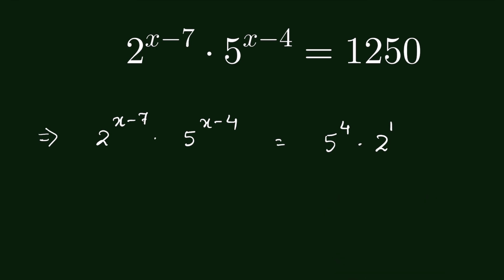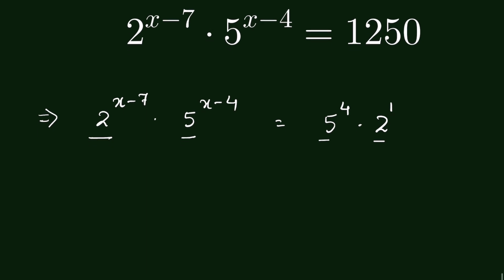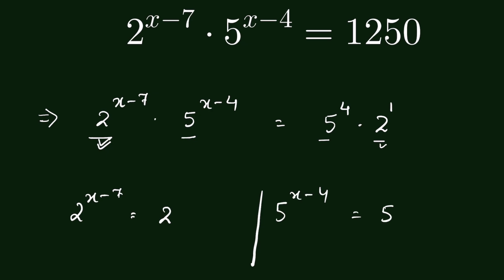like this. Now you can see that on the left hand side we have base 2 with exponent x minus 7 and base 5 with exponent x minus 4, and on the right hand side we have two factors, 5 to the power 4 and 2 to the power 1. That means this base will be equal to this. That means 2 to the power x minus 7 is equal to 2, and 5 to the power x minus 4 is equal to 5 raised to the power 4. Then only this equation satisfies.